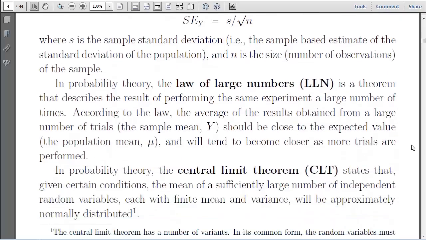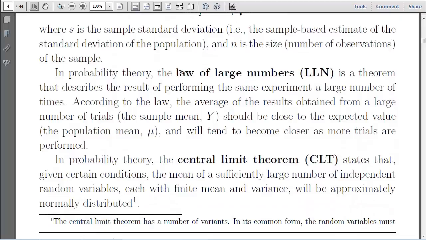All right, we have two other definitions that we care about. There's the law of large numbers, which just states that as the sample size increases, our sample mean, or any statistic, gets closer to the true value in the population. So our sample statistic gets closer to our population parameter as the sample size gets larger.